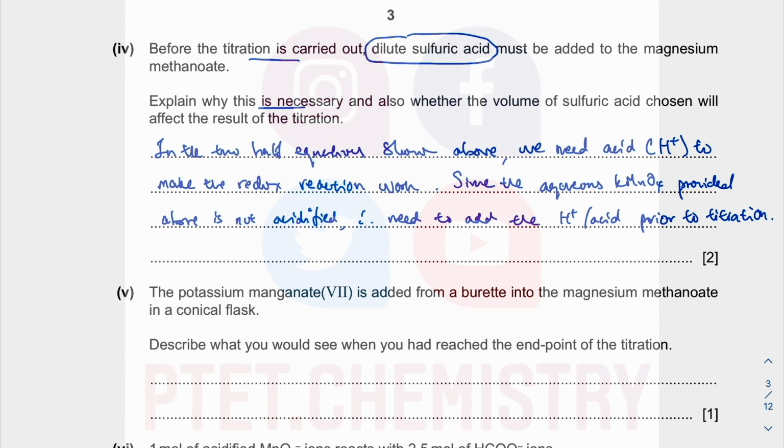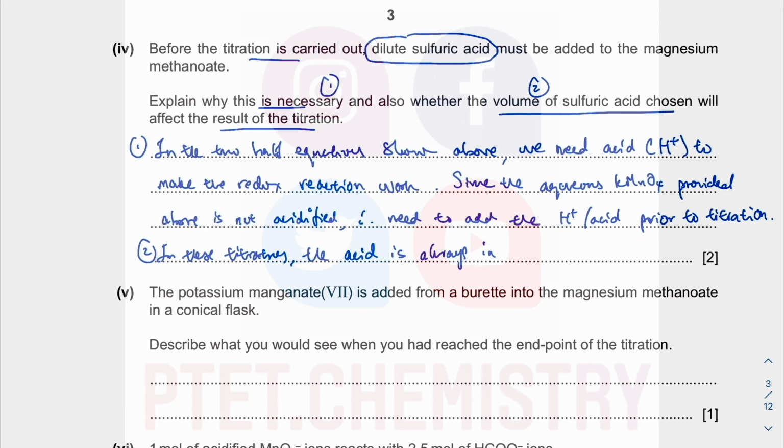All right, but that is the first part, whether it will affect the result of titration or not. Okay, so in this kind of redox titration, the acid is always in excess. Yeah, the acid is always in excess, so it does not matter. So it does not affect the titration at all.